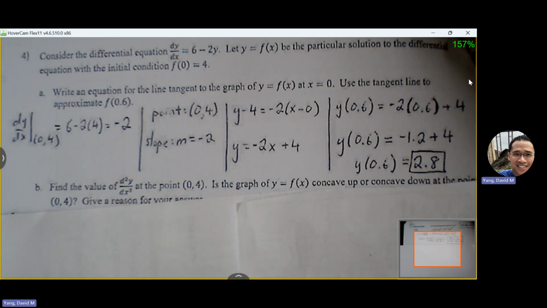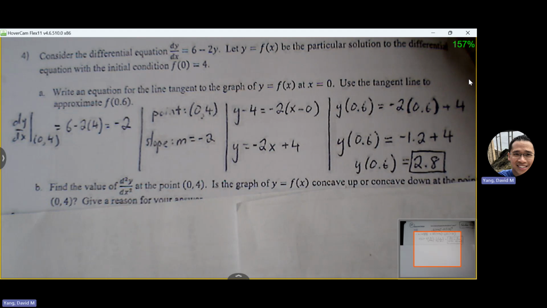Okay, so my dy/dx is my slope formula, my derivative equation. Plug in (0, 4) to get my slope. Take my ordered pair and my slope, use point-slope form to get my tangent line equation, plug in 0.6 and get my linear approximated value.